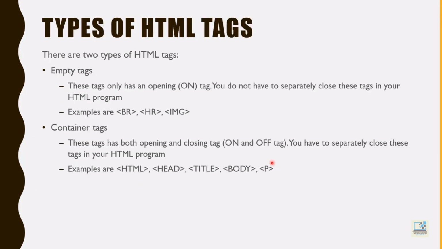Types of HTML tags. There are two types of HTML tags. First is empty tag, second is container tag. So what is empty tag? These tags only have an opening tag. You do not have to separately close these tags in your HTML program. Examples are BR, HR and image tag. Container tags. These tags have both opening and closing tags, means on and off tag. You have to separately close these tags in your HTML program. Examples are HTML, head, title, body and paragraph tag.